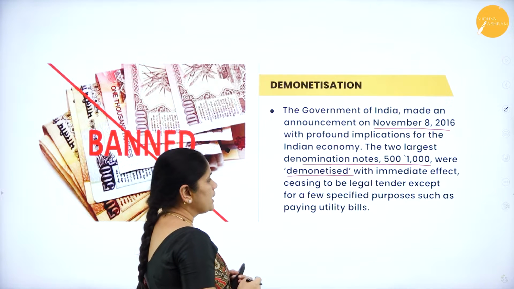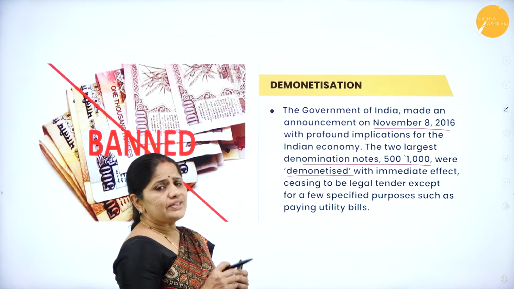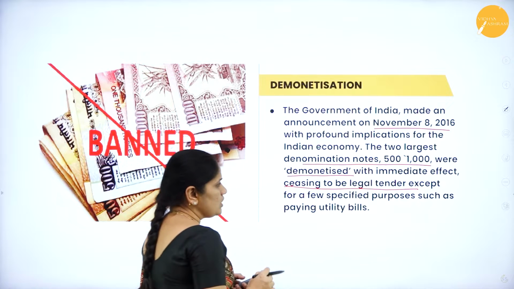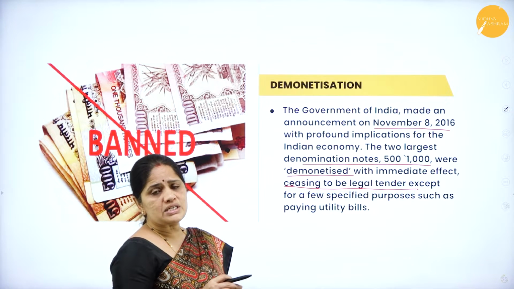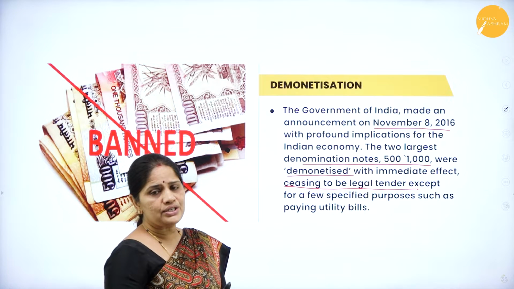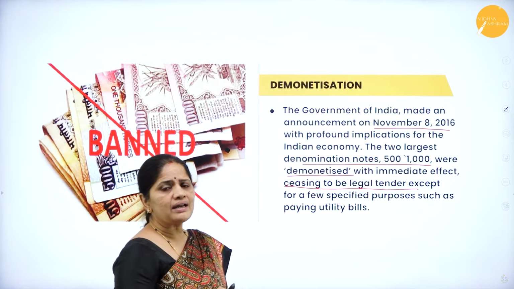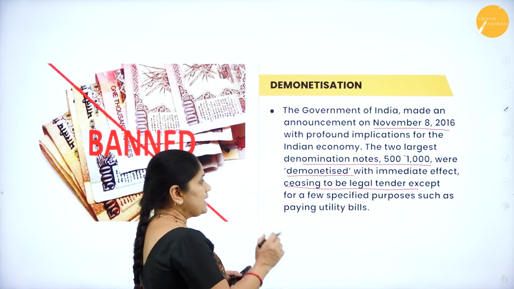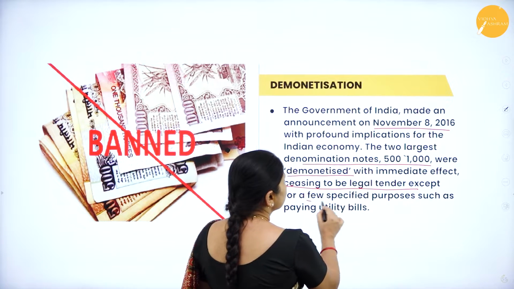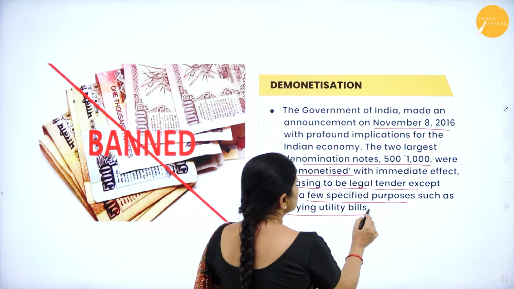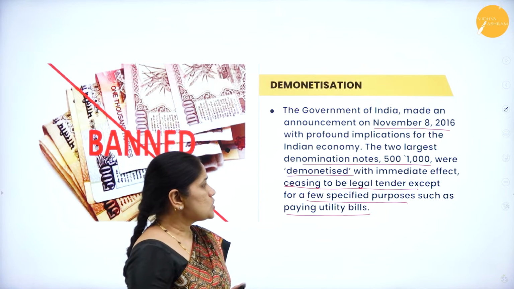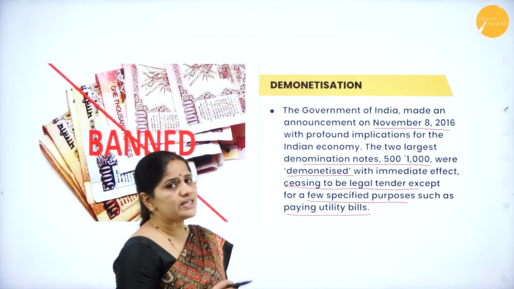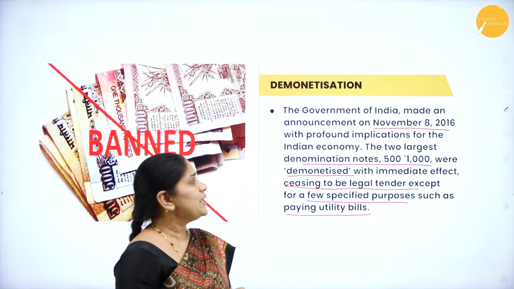Now what is the meaning of demonetized? Demonetized means which should not remain in existence, that is, ceasing to be a legal tender. So these 500 rupees and 1000 rupees notes were to be removed from circulation, and they had to be surrendered to the bank in exchange for 100 rupees or notes of any other denomination. These 500 and 1000 rupees notes could be used for specified purposes such as paying utility bills. Those who had these notes could use them for very specific purposes specified by the government, for example, the medical bills.